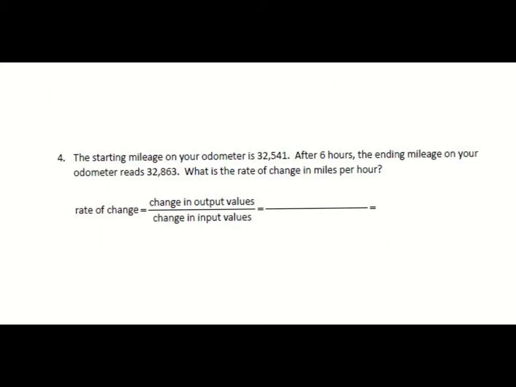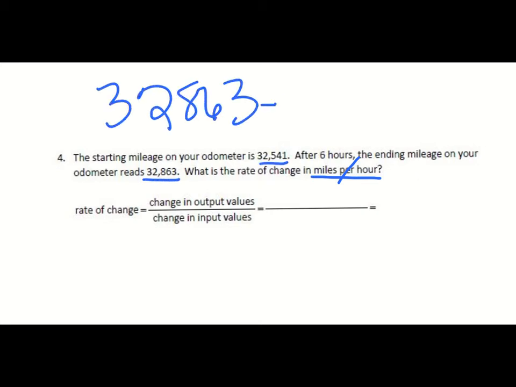Okay. Your starting mileage on your odometer was 32,541. After 6 hours, the ending mileage on your odometer reads 32,863. What is the rate of change in your miles per hour? Again, they're telling you miles per hour, so you need to figure out how many miles you went. So I need to figure out what 32,863 minus 32,541 is, and that will tell me how many miles I went.